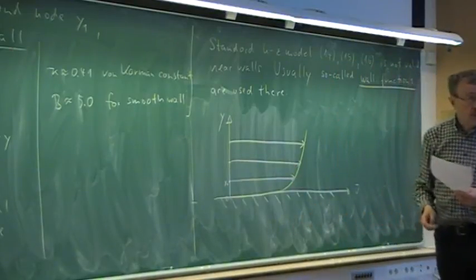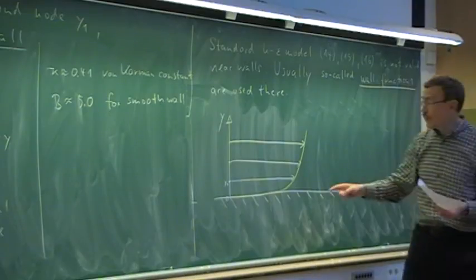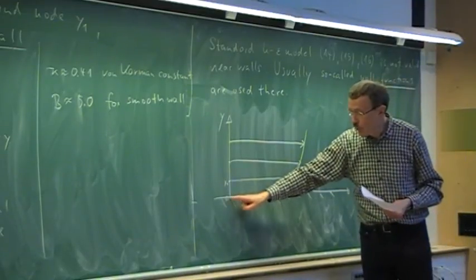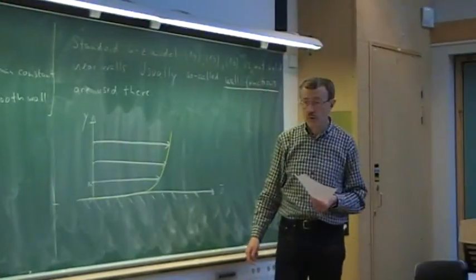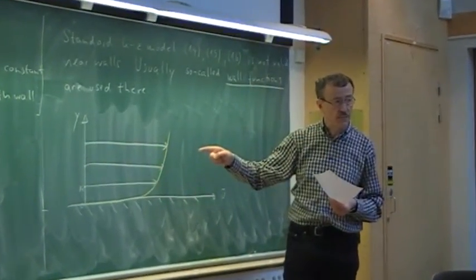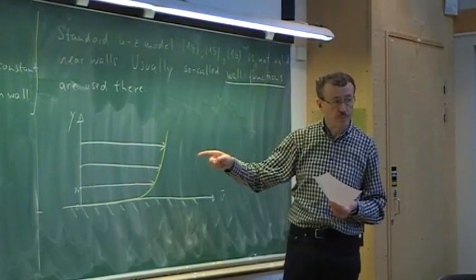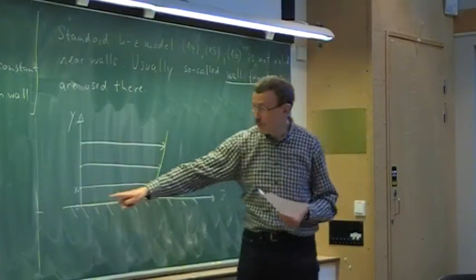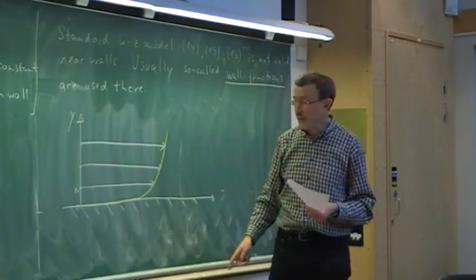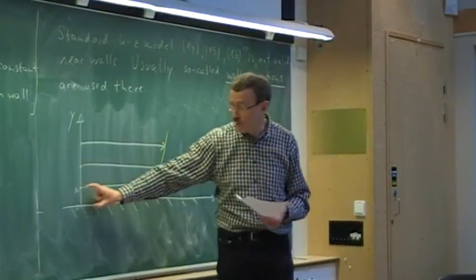So the idea is simply that we assume this law is valid, and then we can bridge the gap from the wall to the first grid point. So we must, with that, be inside the log law layer. Yes? What's the y in y plus? The distance from the wall. Okay. That is the y. So y equals 0 is at the wall, and y is then the distance from the wall.